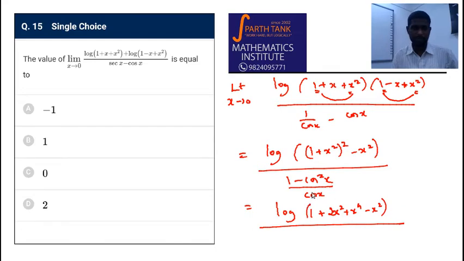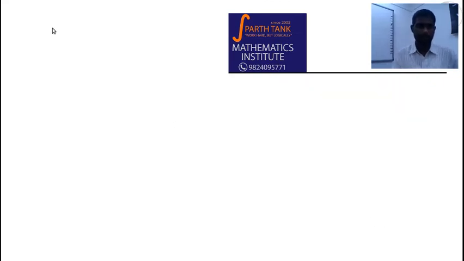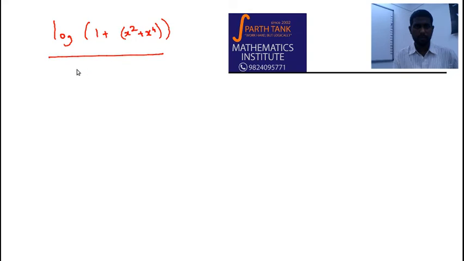This term, 1 minus cos squared x, is sine squared x by cos x. Okay, so this becomes log of 1 plus x squared plus x power 4 by sine squared x by cos x. I am going to split it as sine x, cos x into sine x. This is limit x tends to 0. Now what is all this leading us to?